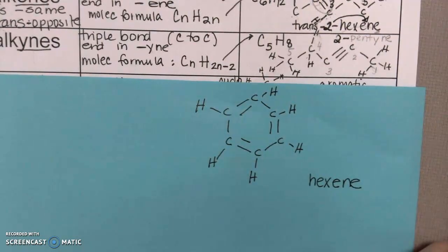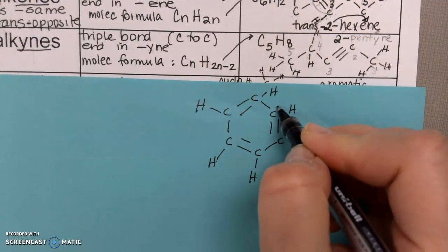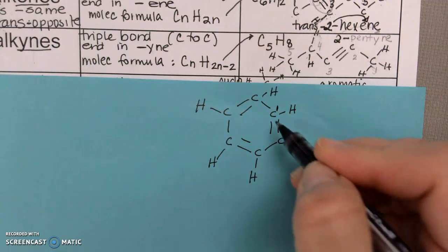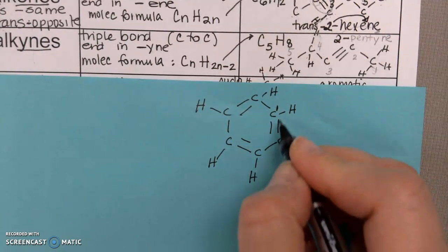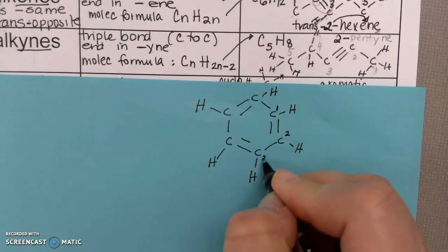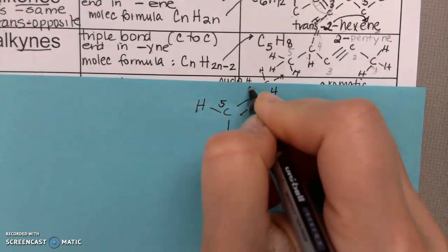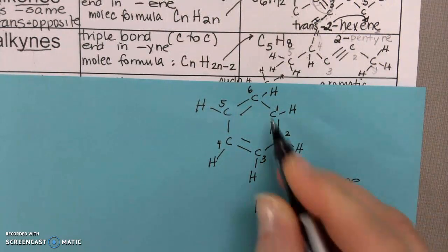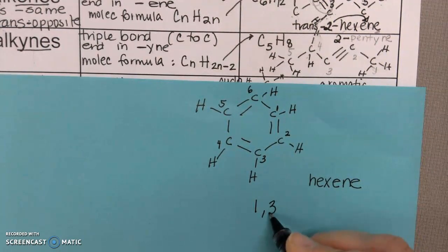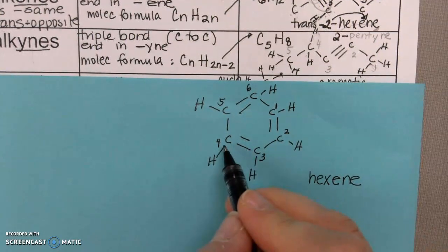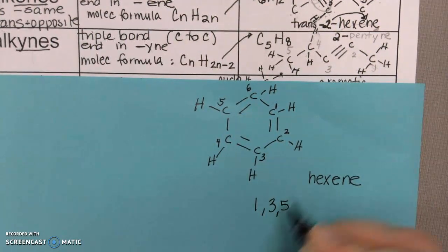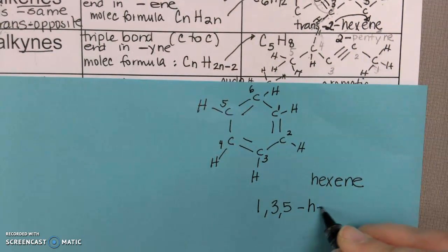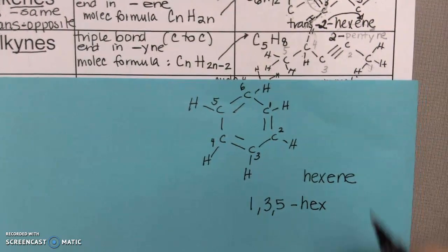We need to start counting. When it's cyclic, we just count at the first double bond or the first triple bond or the first area that they have that gets the lowest number. So there's a 1, I'm going to start there, 2, 3, 4, 5, 6. So we have a 1, we have a 3, commas between the numbers, we have a 5. So at 1, 3, 5 we have a double bond. So what we're going to have to do is that we actually have 3 double bonds.